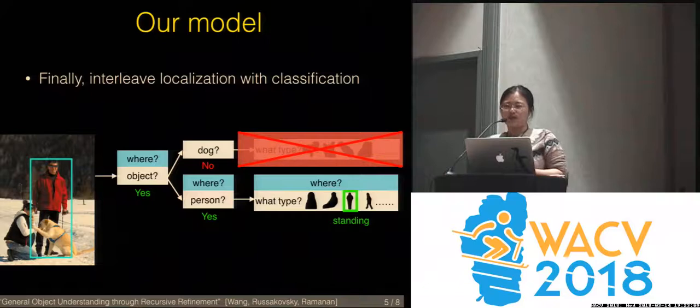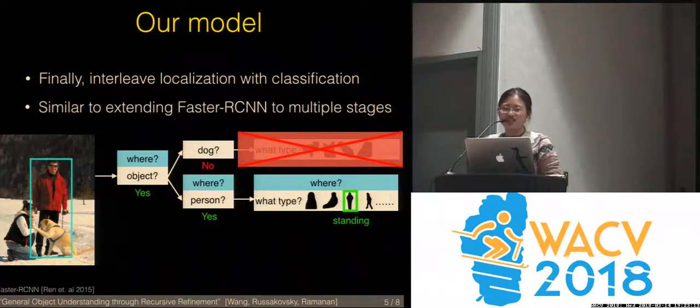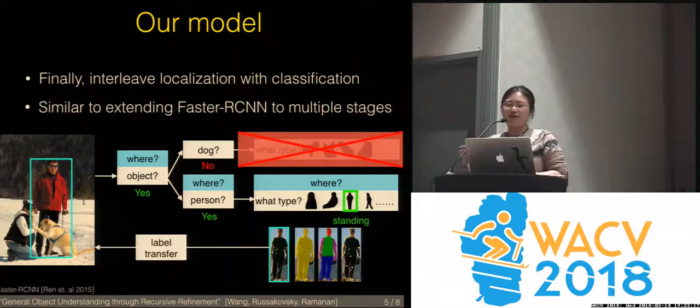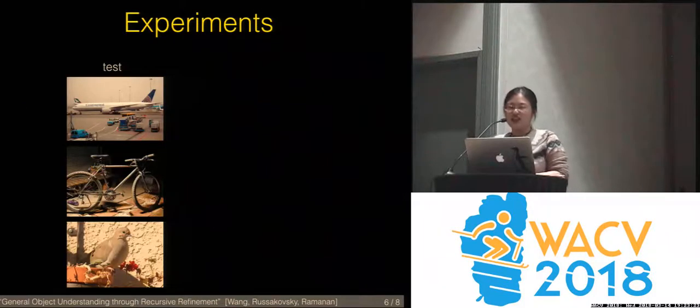This is conceptually very simple, and if you think about it, this is essentially an extension of the Faster R-CNN model to multiple stages in a hierarchy. Finally, we do the same label transfer step again, and this concludes the description of our model.